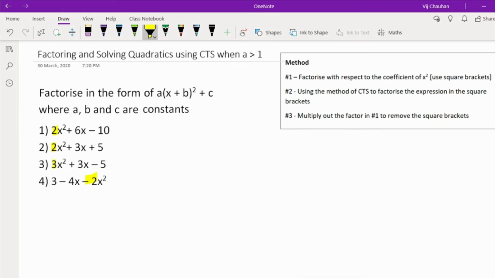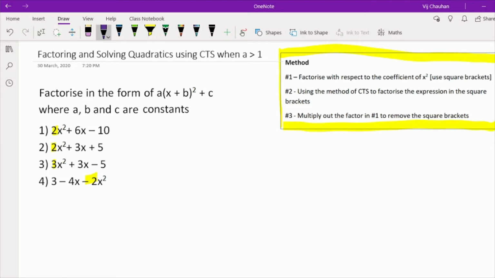The second step is then using the method of completing the square, factorise the expression in the square brackets. And then the third step is multiply out the factor in step 1 to remove the square brackets. And again, if none of this makes sense, when I go through the examples, I will recall what each of these are. This is definitely something worth mentioning and something that we will be using as we go through these examples.